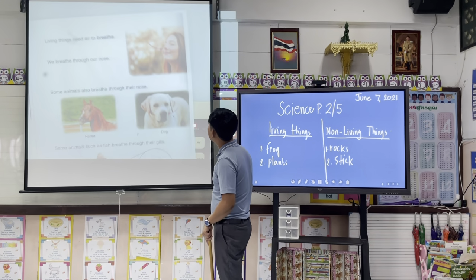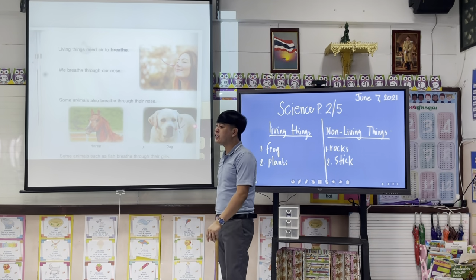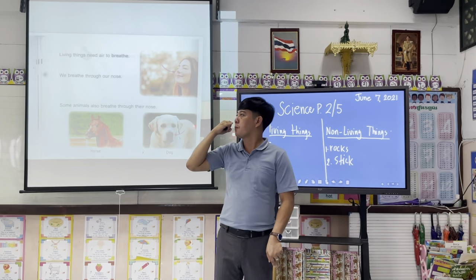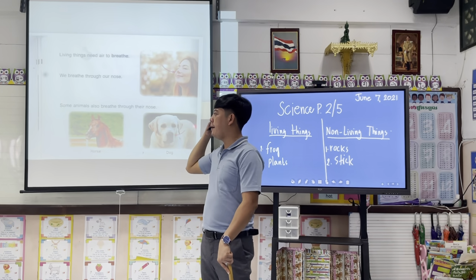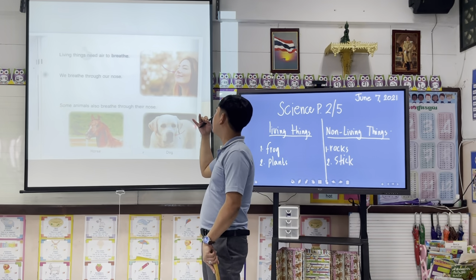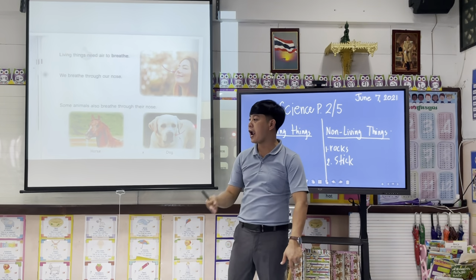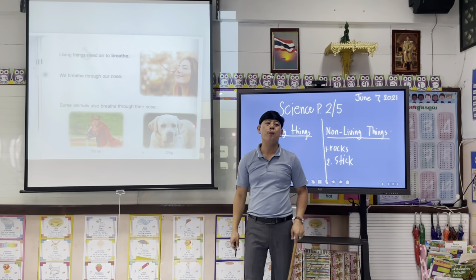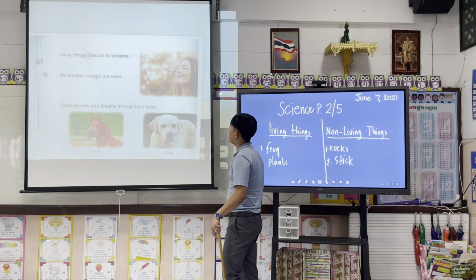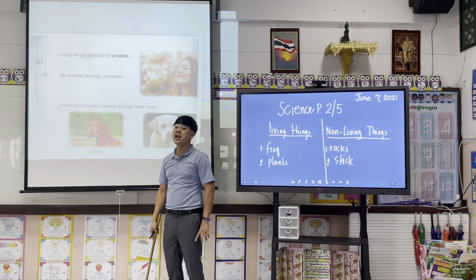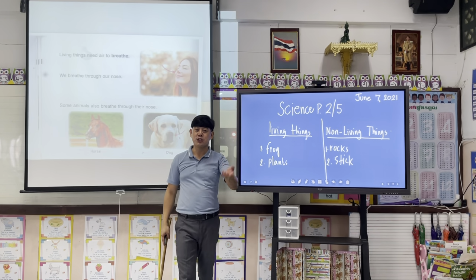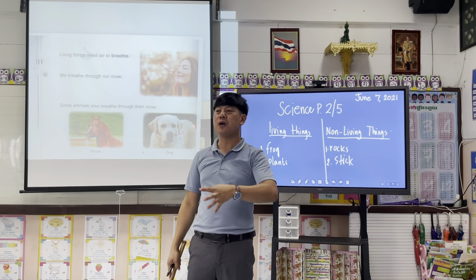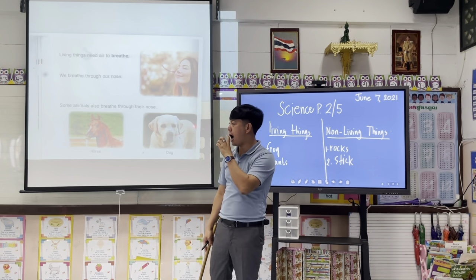Aside from that, living things need air to breathe. Number one, living things need food to survive, and water and air to breathe. Without air, we will die. All the living things will die. We breathe through our nose. Can we breathe through our ear? Our eyes? No, we can breathe through our nose or our mouth.